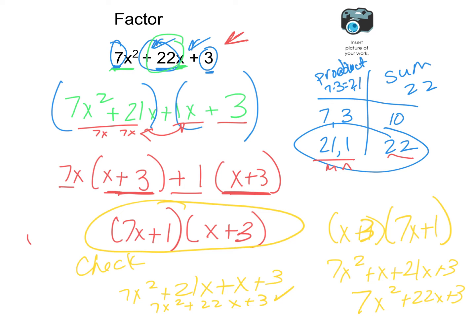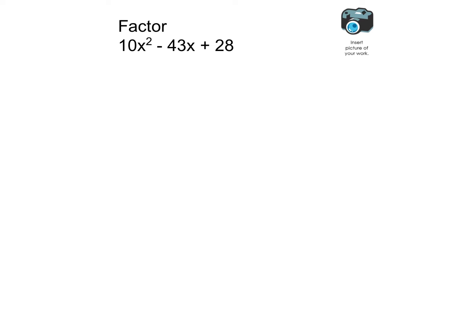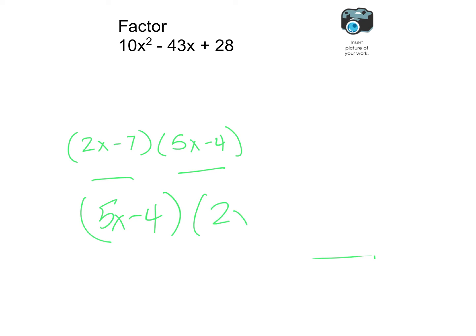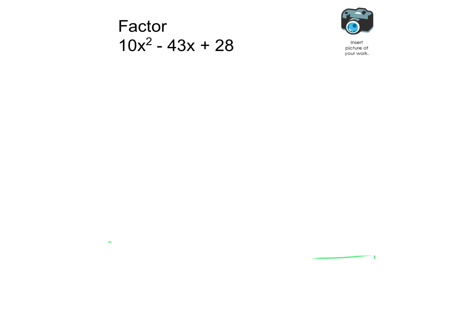Okay? So they are equivalent. They are the same thing. Okay, you hit pause and try to do this one on your own. Did you get 2x minus 7 times 5x minus 4? Or, of course, you can have 5x minus 4 first and then 2x minus 7 second. It's the same exact thing. Did you get that? If you did, terrific. Move on to the next slide. If you did not, let's go over what you need to do.